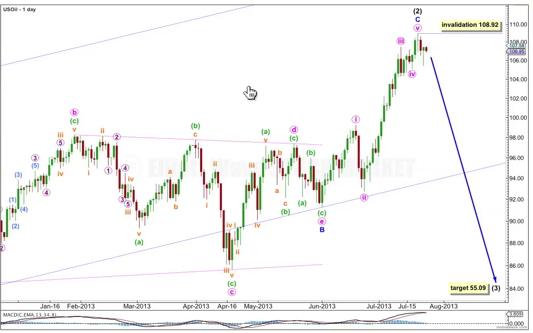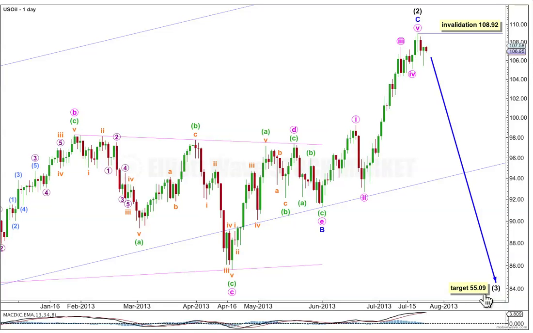Eventually, when we get a breach of this wider channel I've drawn on the monthly and weekly charts and copied over here to the daily, when we see a full daily candlestick below this parallel channel and not touching the lower trend line, we shall have trend channel confirmation that the zigzag for intermediate wave 2 is over, and the impulse down for intermediate wave 3 should then be confirmed as underway.